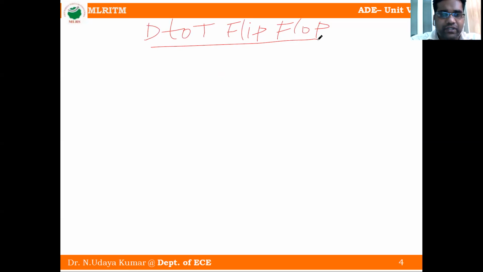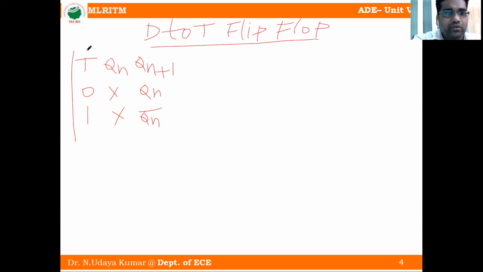First, what is the first step? We have to write the destination flip-flop truth table. So here the destination flip-flop is T flip-flop, and the truth table for T flip-flop is T and Qn+1. It is 0, 1. So T flip-flop means we will get Qn and Qn bar. One is no change and this one is toggle. So this is the truth table for T flip-flop.